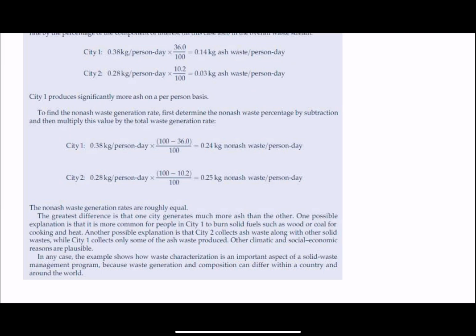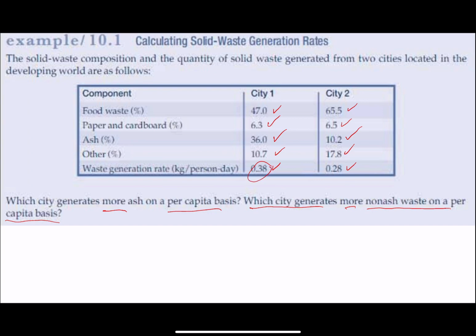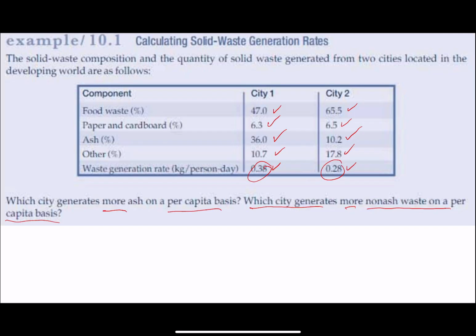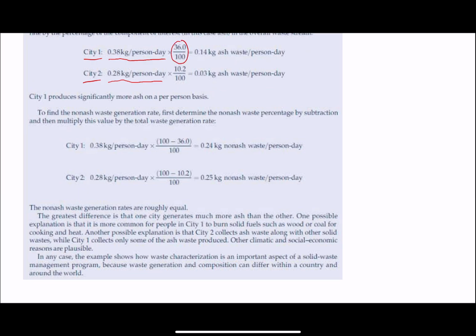Let's look at this. Let's look at City 1. City 1 has a generation rate of 0.38 kilogram per person per day. City 2, remember, 0.28 kilogram per person per day. What's the percentage of ash in the first city? Remember, the ash is 36%, 10.2%. So 36% over 100 and 10.2 over 100. This would give you city 1, 0.14 kilogram ash waste per person per day, while city 2, 0.03 kilogram ash waste per person per day. Which one produces more ash? Of course, city 1 will produce 0.14 kilogram ash waste per person per day.